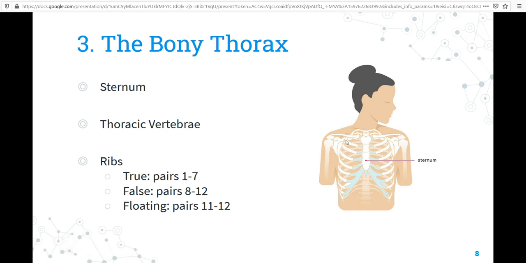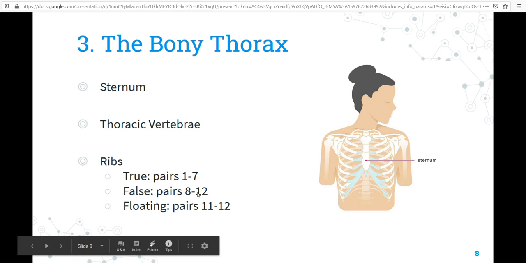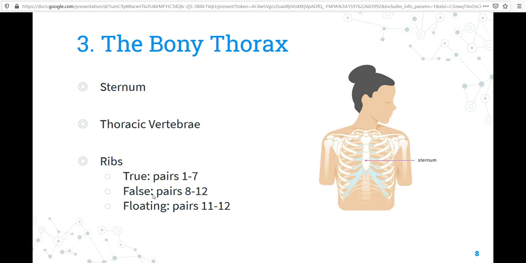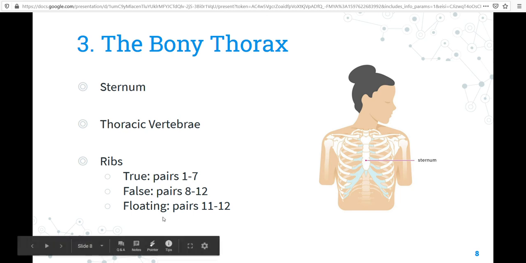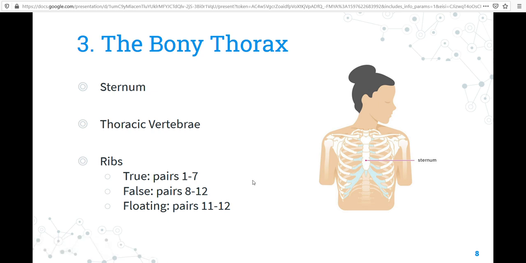And then we have the ribs, the main part of the rib cage, and they're labeled differently according to how they attach to the sternum. So true ribs, pairs 1 through 7, directly attach to the sternum in the middle. And then we have false ribs. They either don't attach to the sternum at all, or they indirectly attach to the sternum through costal cartilage. The last 2 pairs, which are part of the false ribs, don't attach at all, and the rest of the false ribs attach indirectly through costal cartilage. And that's the basics of the bony thorax.